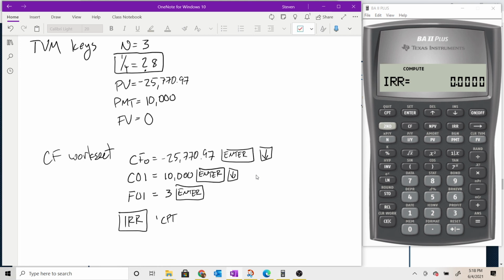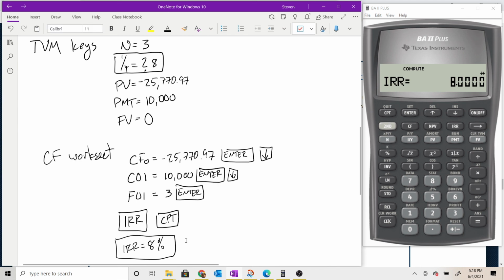or CPT, and it will go through that same iterative process that we would have had to do by hand, but of course it can do it a lot faster. It tells us that IRR is equal to 8, of course it's giving it to us in percentage terms, so that is 8%, which is the same thing we got with the time value money keys, and it's in fact going through the same process to calculate it.